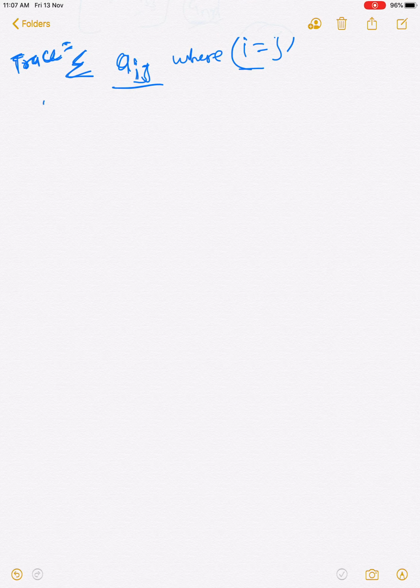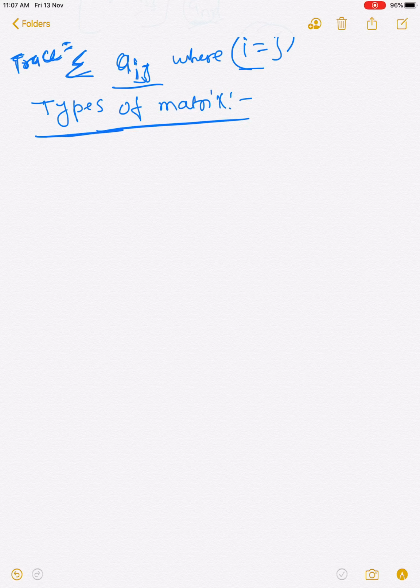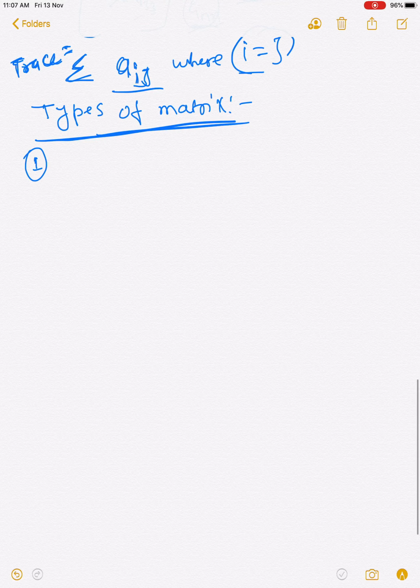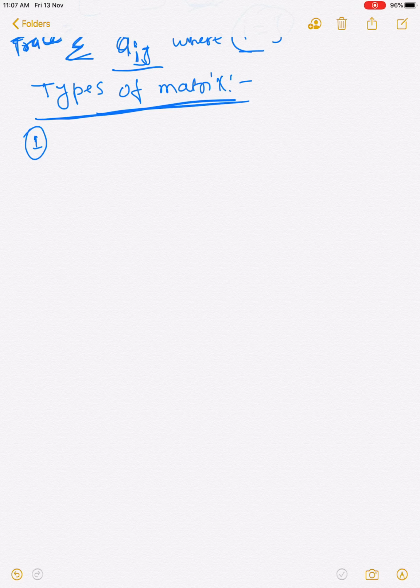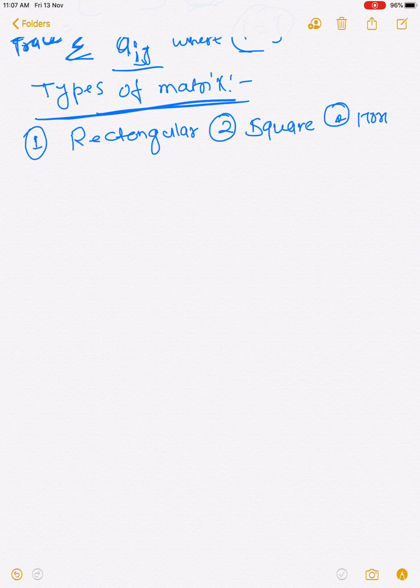Now let's start types of matrix. Types of matrix: let's say I start with rectangular. I am just writing all the matrices, and after that I will explain. Third, fourth is, let's say, horizontal, vertical.